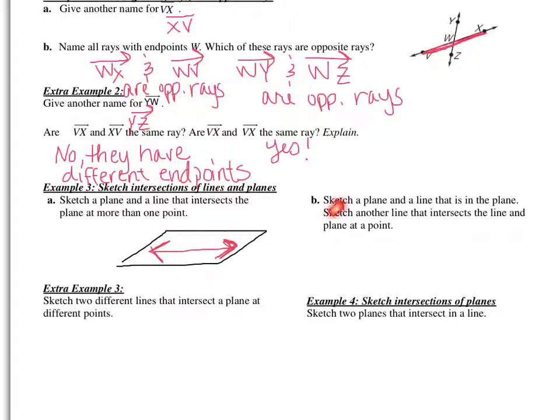The next one, sketch a plane and a line that is in the plane. Sketch another line that intersects the line and plane at a point. So again, I'm going to have a plane and a line in the plane, so it's just like the one I just did. And then I need another line that intersects the line and plane at a point. So it's going to touch right here at this point, and it intersects both the line and the plane. And then it's going to come down behind it, and we use a dotted line to show that. And it'll come out solid behind this. So there's my picture.